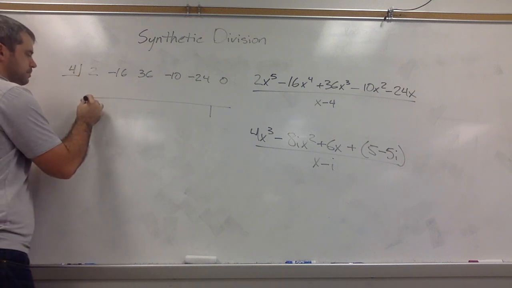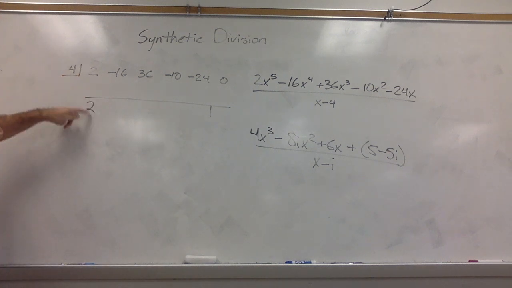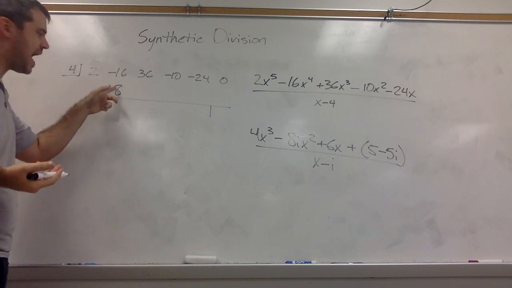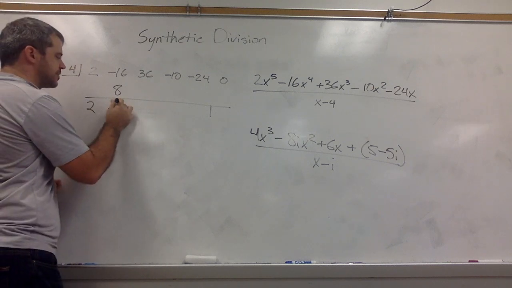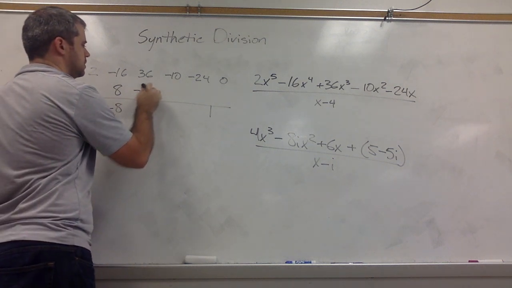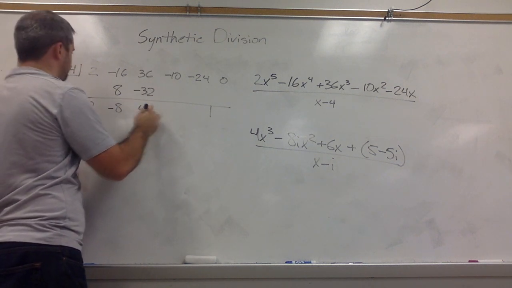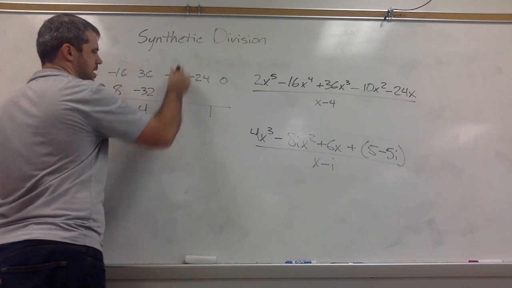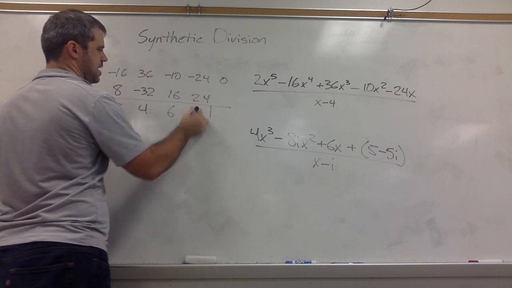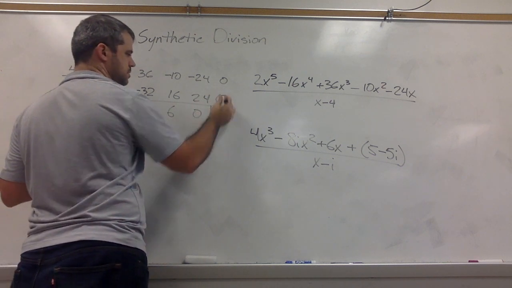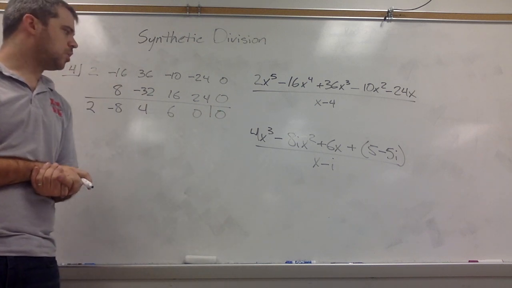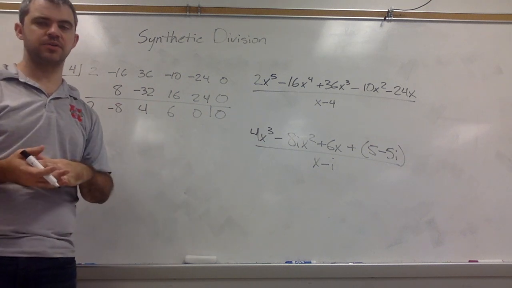So we drop down the first one, and we multiply these. And then we add. It's a little confusing because we were subtracting earlier, but multiply again. Add. Multiply. Add. Multiply. Add. All right, so we've divided this all out.